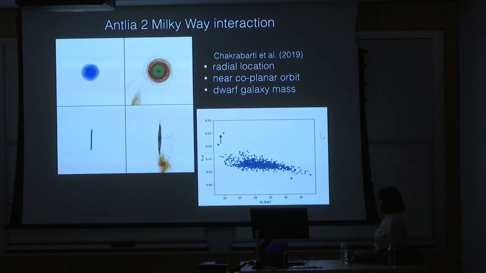So the points of agreement here are the radial location, which is nearly spot on, the near coplanar orbit that Antlia 2 is on, and the mass. If you infer the mass of Antlia 2 from the mass metallicity relation, which is a correlation that we use very frequently in astronomy, you get about 10 to the 10 solar masses.